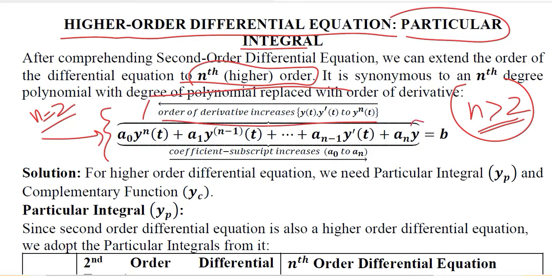As you can see, this is the original function, this is the first derivative, second last derivative, and the last derivative, or the highest derivative. Whereas if we look at the subscript of the coefficients, they are increasing from left to right, as we started with a naught and we are ending at an. The highest order subscript is appearing on the right hand side, and the b is the constant term on the right hand side, as we have been observing before.